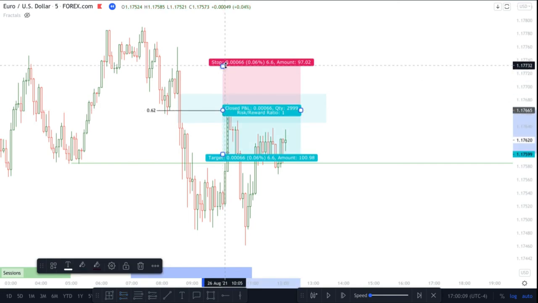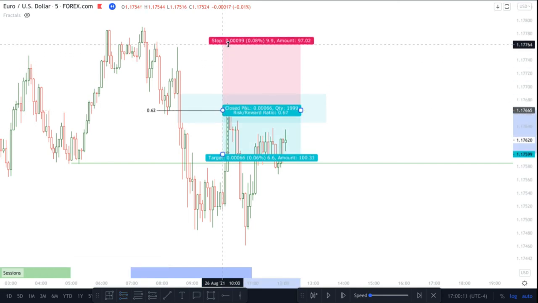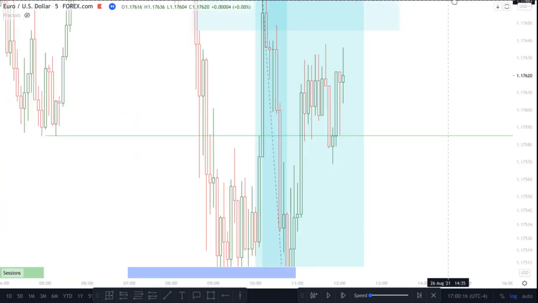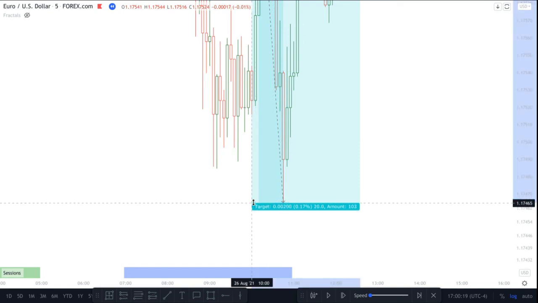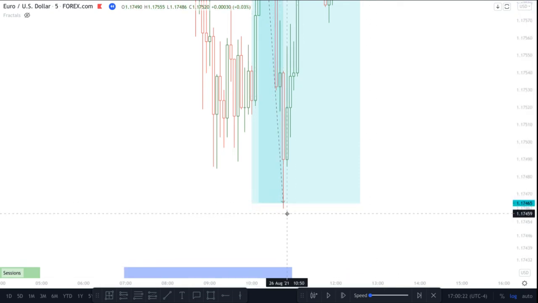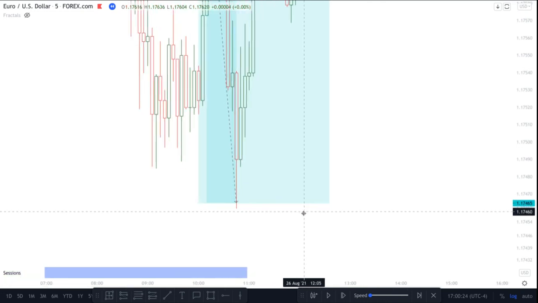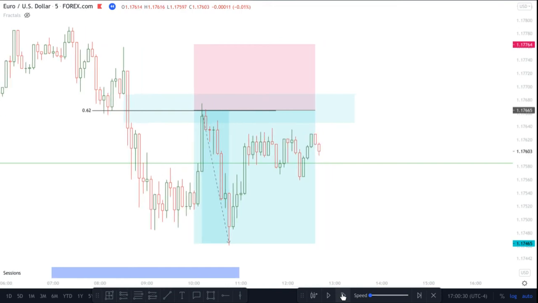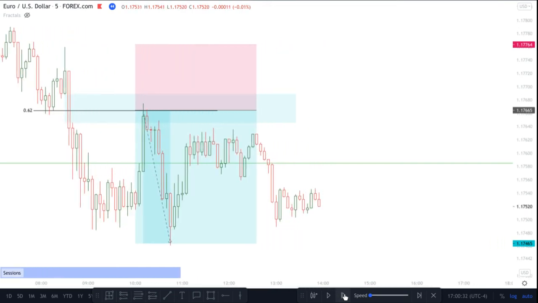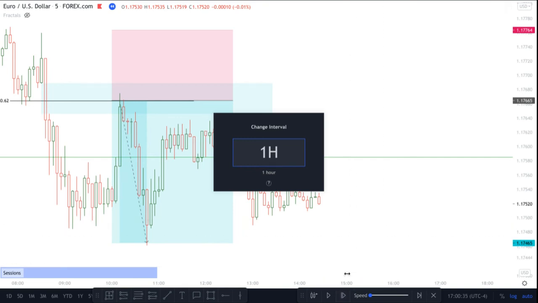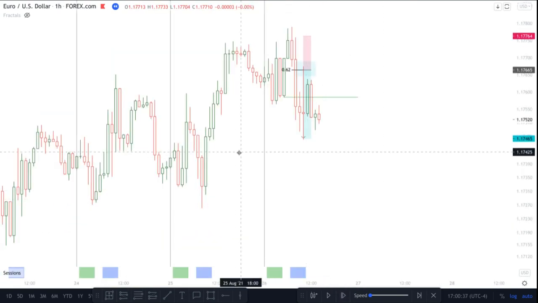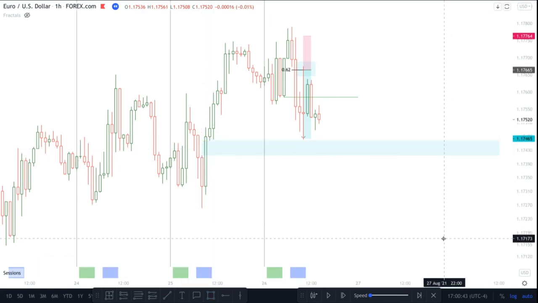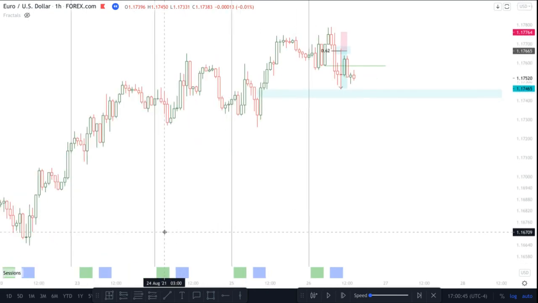10 pip stop, 20 pip TP. Look at the precision. 20 pip TP, guys. I got out right here, and then price just consolidated. Most likely we head into the downside to fill this gap in price and take these lows, these equal lows as well.